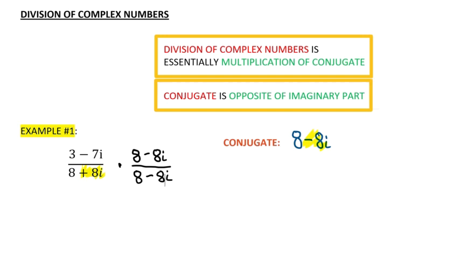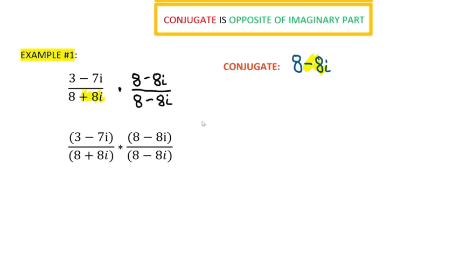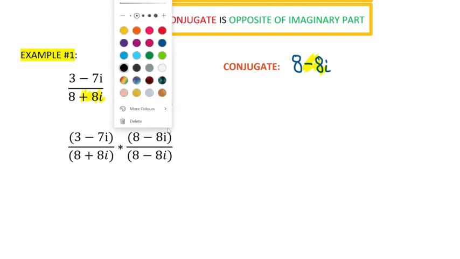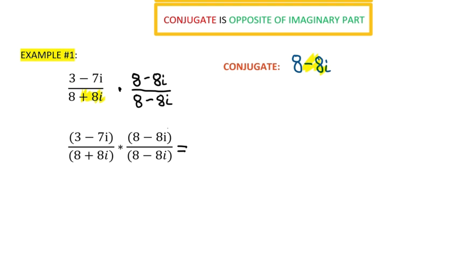So, in this example, we have 3 minus 7i times 8 minus 8i. So let's take a look at what we have. When we do this, we got to remember FOIL. So 3 times 8 and 3 times negative 8. Well, 3 times 8 is going to give us 24, and 3 times negative 8 is going to give us negative 24i. So, we've done the first and the outside. Now, we're going to do the inside and the last.